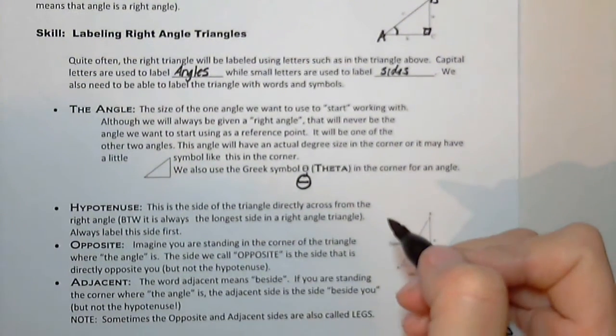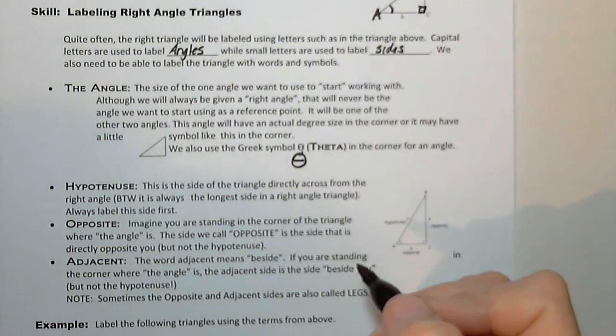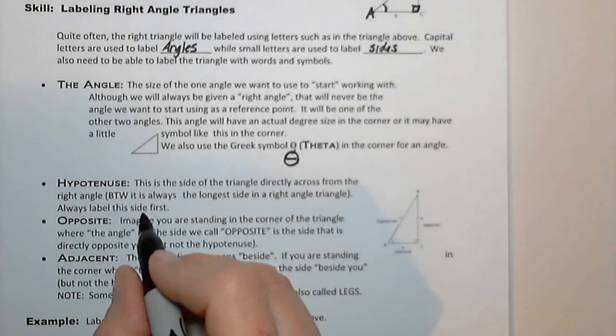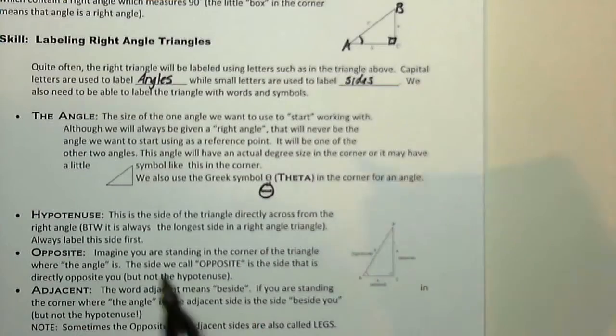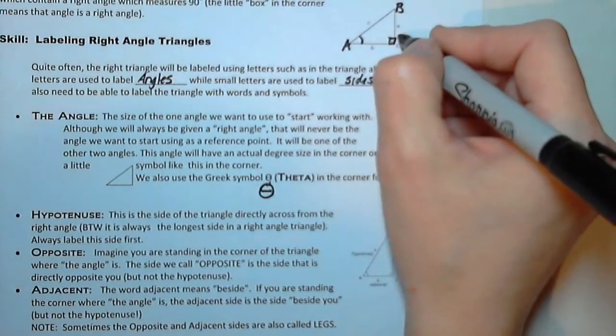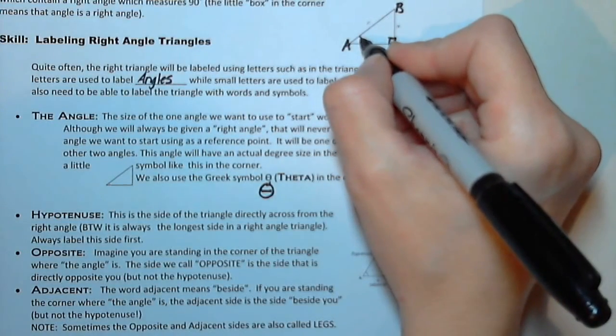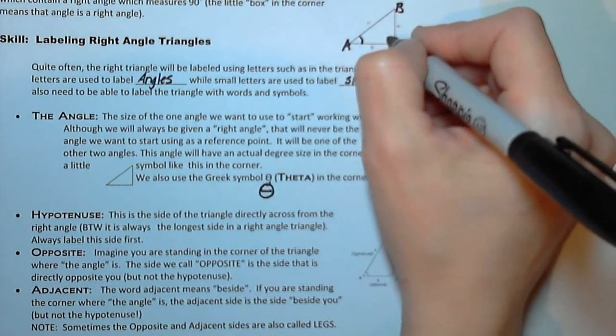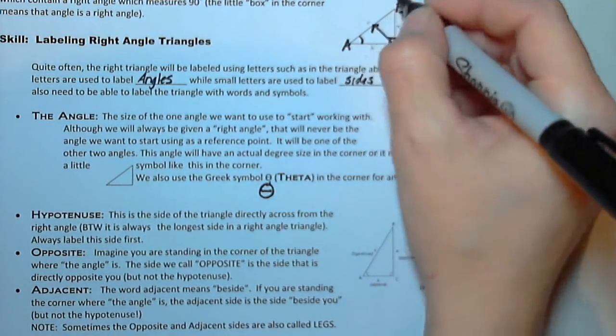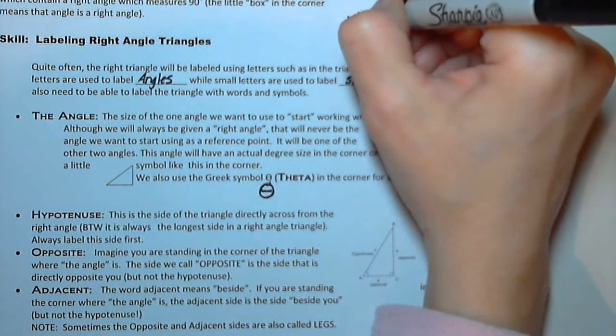We have three sides in the triangle that we need to name. One of them is called the hypotenuse, one of them is called the opposite, and one of them is called the adjacent. So if you are standing in this particular triangle and you are standing right here in this corner, the first thing to notice is that if you draw a line directly across the right angle, that tells you the hypotenuse.